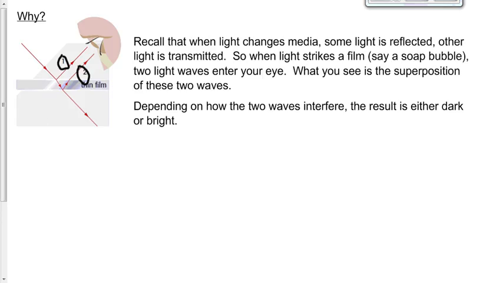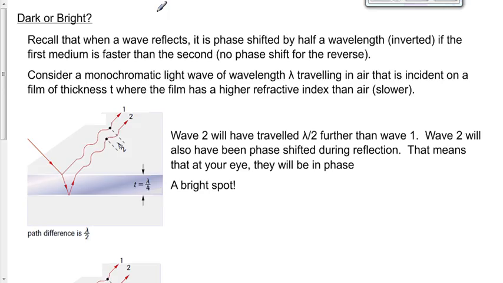With that in mind, let's figure out what we're going to see, in phase or out of phase. The one thing we have to remember before we get too far is that a wave that reflects will be phase shifted by half a wavelength, or we can also say it's inverted, if the first medium is faster than the second medium. So for instance, if light is traveling from air to water or air to soap, where the refractive index is lower here and higher here, a phase shift will occur.